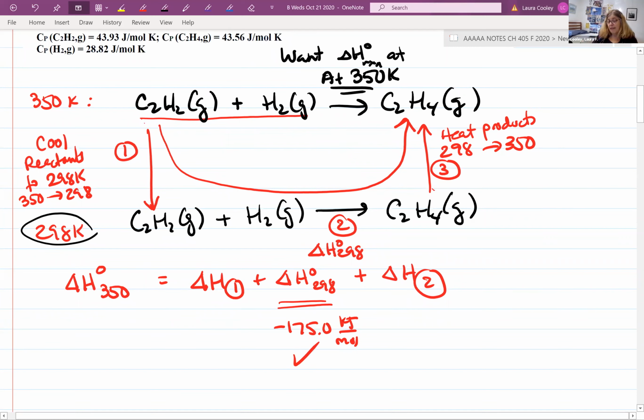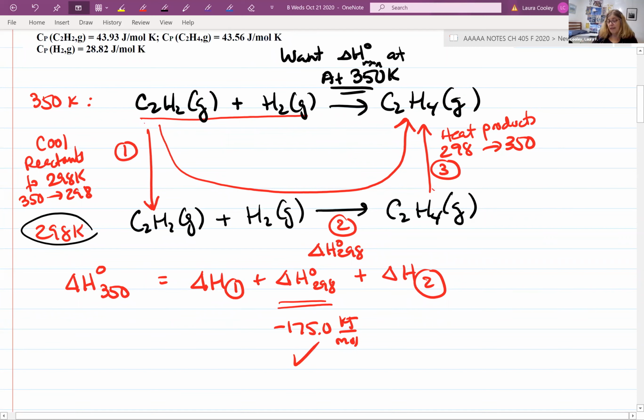And then the heat capacity for the C2H2 is 43.93 joules per Kelvin mole times, this turns out to be negative 52 Kelvin. And this is 1 mole, so the moles cancel. I end up with, I have to add this one, which is 1 times 28.82 joules per Kelvin mole. And again, negative 52 Kelvin is the delta T.